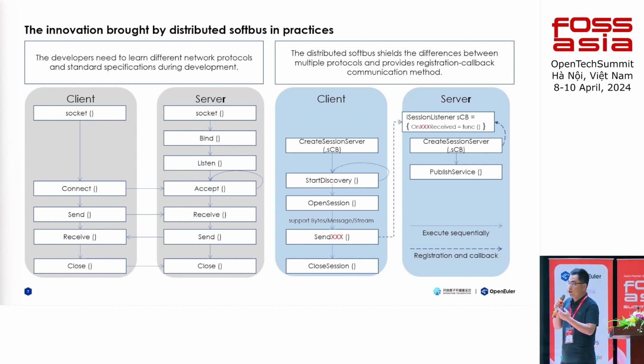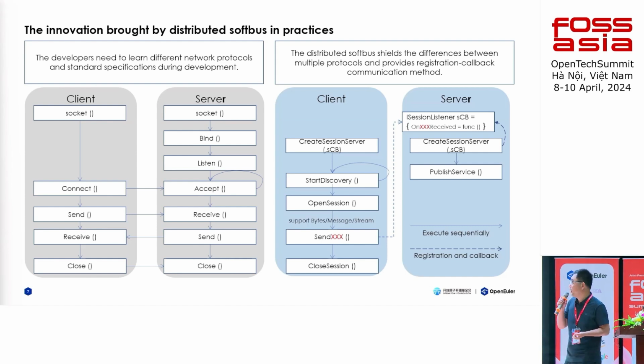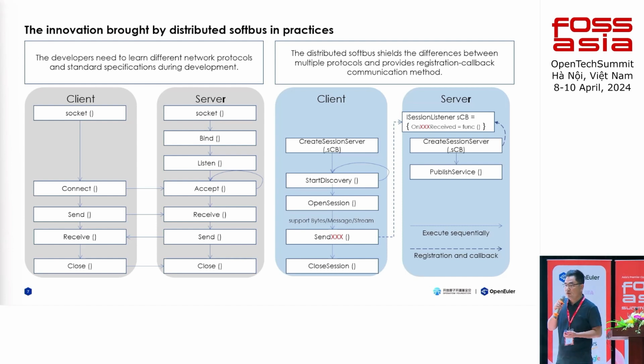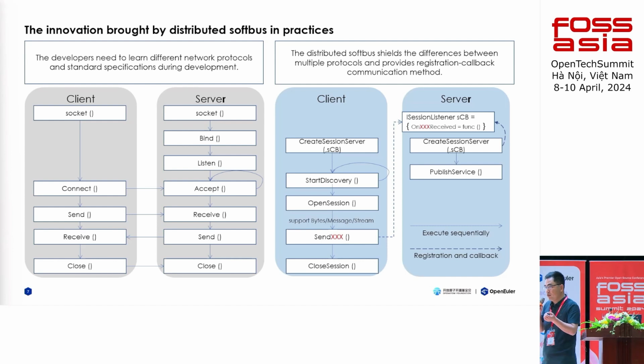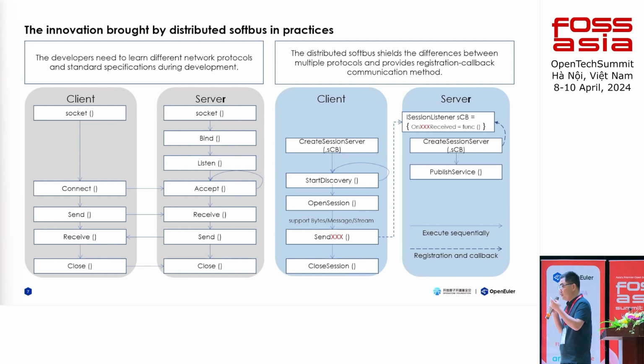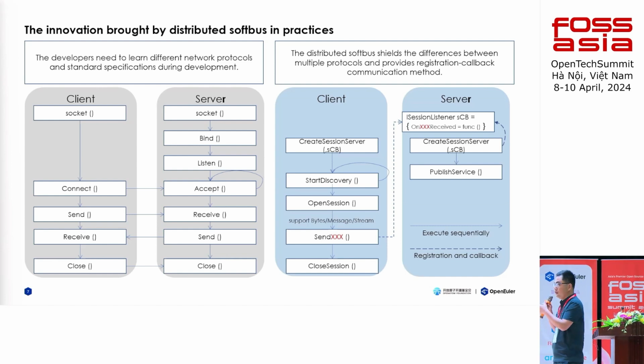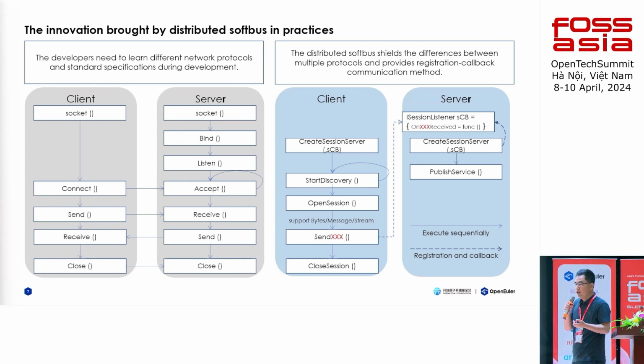If you use the distributed bus to develop your own application, registering and callback are very important mechanisms. We can register the function and listener on the server end, and if there's data from the client end, the server end will call the callback function to process this data. So it's very convenient and saves the user's work.